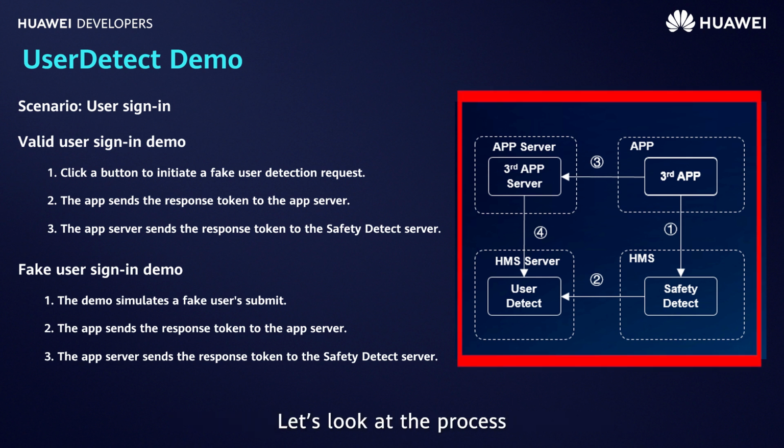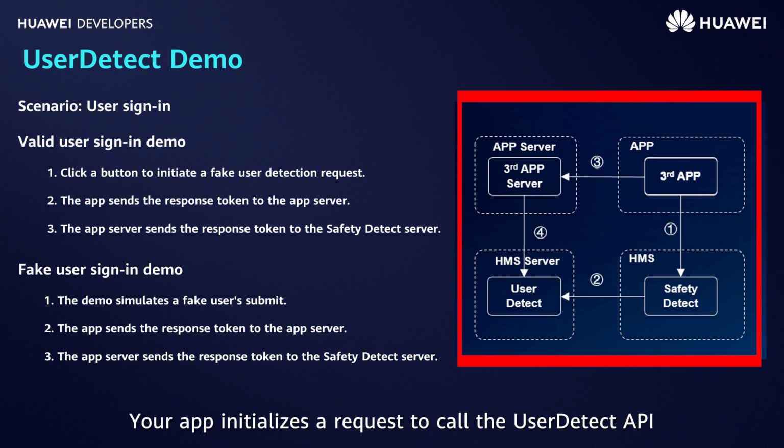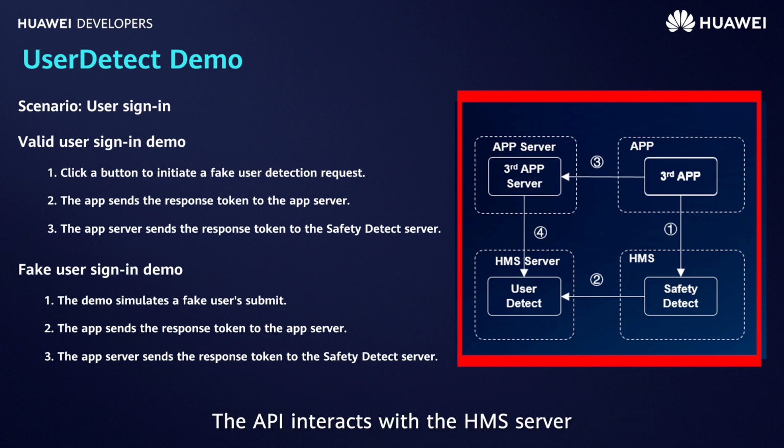Let's look at the process. Your app initializes a request to call the UserDetect API. The API interacts with the HMS server to check whether the user's environment is secure and generate a token. If the user's environment is insecure, a verification code pop-up will be displayed. After the user enters the correct verification code, the HMS server determines that the verification is successful. Meanwhile, after your app obtains the token and verifies it successfully, your app will send the token to the server. Then, the server checks whether the detection is successful through the token.